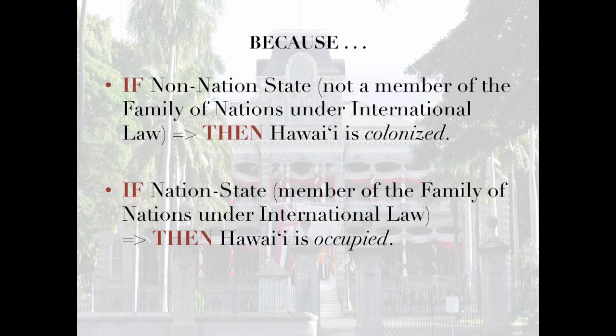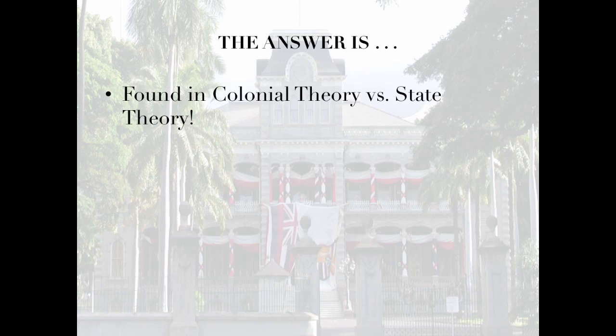Okay, so pause this, look at this, read this very carefully. But the most important point just came up at the bottom there, which is you cannot be both at the same time. Okay, you cannot be colonized and occupied. Either or, black or white. There is no gray in the middle. It's black or white. You cannot be both at the same time. Very, very important point. And the answer is found in colonial theory and state theory.